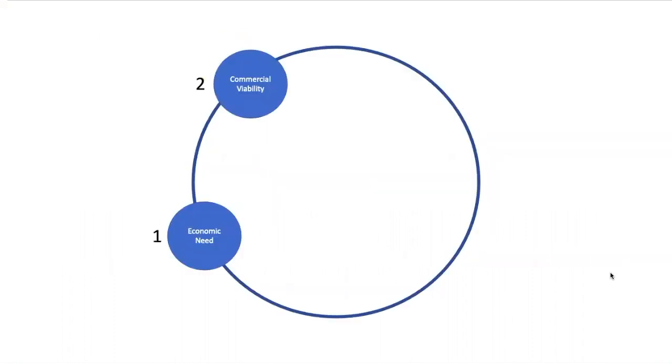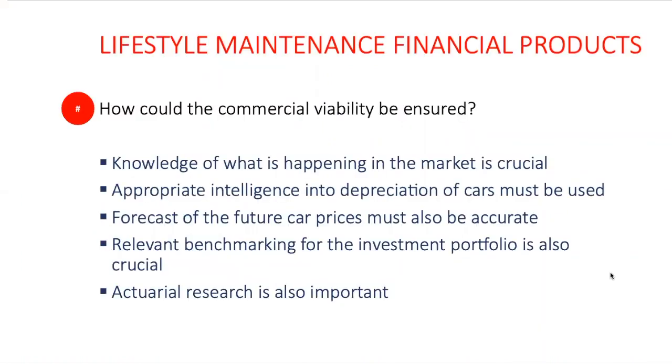So we have actually identified an economic need, which was lifestyle maintenance, and we have determined commercial viability. If these two conditions are fulfilled, then this would be a commercially viable product. How could the commercial viability be ensured? Of course, knowledge of what is happening in the market is crucial. Appropriate intelligence into depreciation of cars must be used. Forecast of the future car prices must also be accurate. Relevant benchmarking for the investment portfolio is also crucial. And actuarial research is also important.